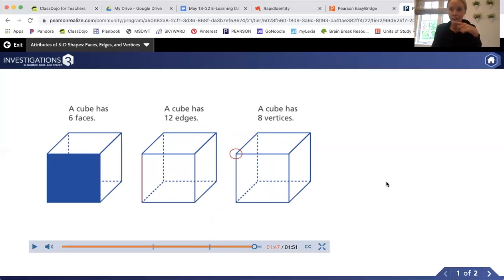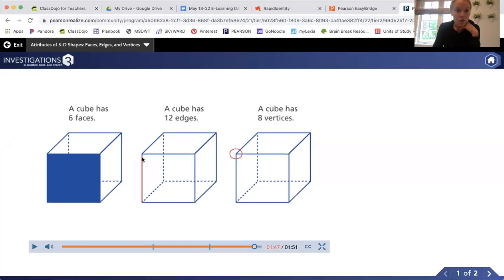Okay, so if we look at this, we can see that the face would be like the flat part, kind of what we just did where we matched the 2D shape to the 3D shape. So if I'm looking here at my water bottle, I would say the face of my water bottle would be this circle down here, because it's flat. And then I would also say it has another face up here that's also a circle.